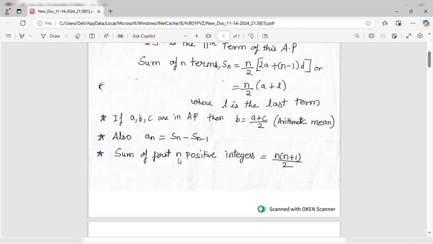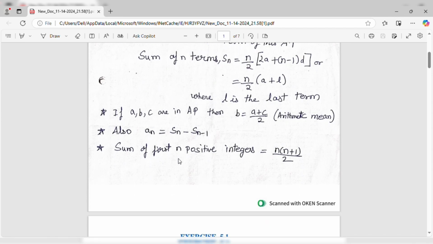Next, if we are asked to find the sum of n terms of any series, there are two formulas. The first one is n upon 2 bracket 2a plus (n minus 1) into d, or n upon 2 bracket a plus l, where l is the last term and a is the first term.